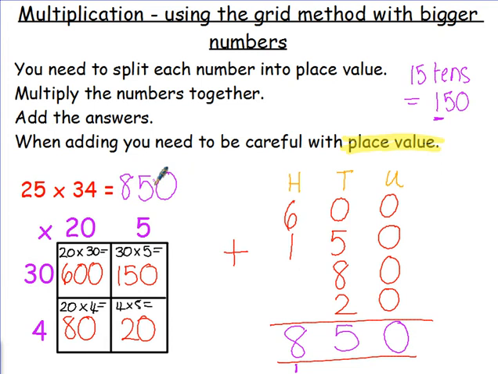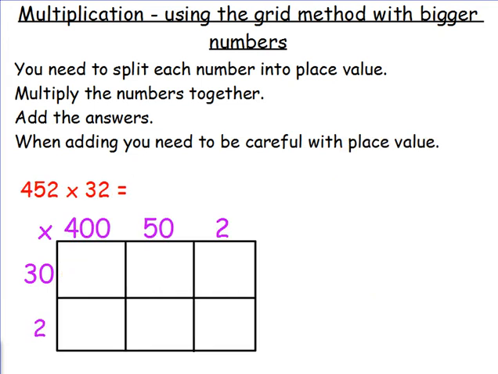Let's have a go at another one together. This time I've got an even bigger number. I'm doing 452 times 32. Notice 3 digits, so 3 across, by 2 digits, so 2 down. When we start working with really big numbers, you need to be really careful not to make mistakes. So work very carefully. 400, let's just do that in one colour.